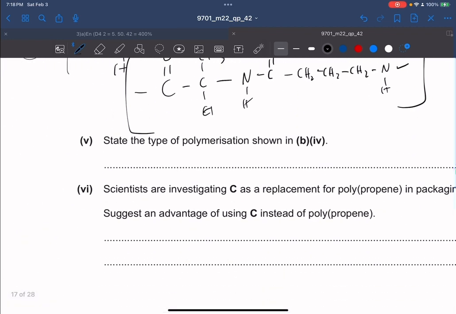I would still be very careful so as to not lose even marks on this paper. Show the type of polymerization. This is going to be condensation. As I mentioned earlier, water was released.